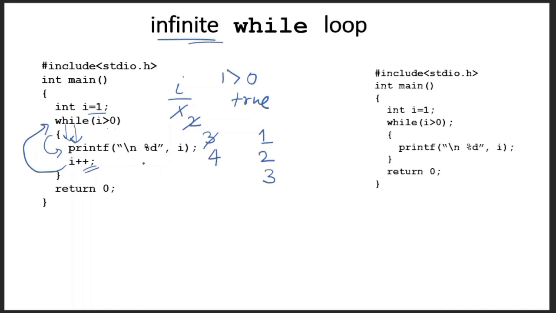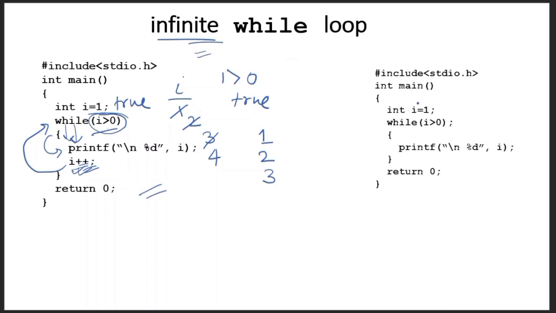So you can see that since I is always incremented by 1, the value is always going to be greater than 0. So this test expression is going to be true always. And so the loop will never end and it will run an infinite number of times until the memory is full. So this is what an infinite while loop is.